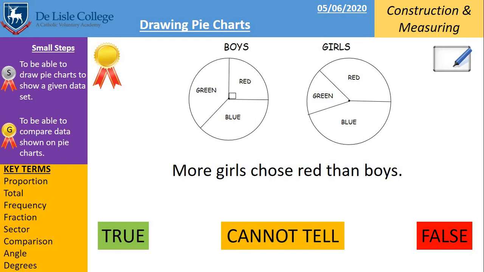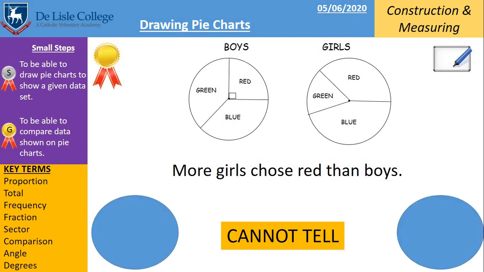More girls chose red than boys. Now this I think is one of the more complicated ones on here. I would go for this one, cannot tell once again. What I would say is correct is a higher proportion of girls chose red than boys, because in terms of a fraction, we know only a quarter of boys have chosen red, but for girls we're nearing a third of girls have chosen red. So in terms of a fraction, yes, but in terms of actual more girls, seeing as we don't know how many are being asked in each of the pie charts, we don't know a total number.